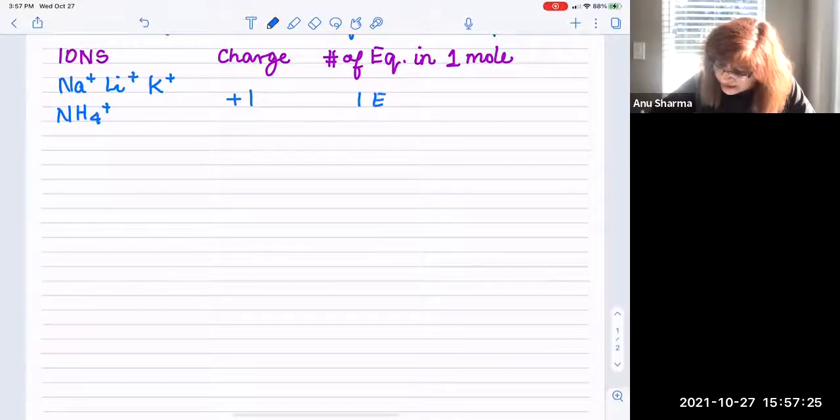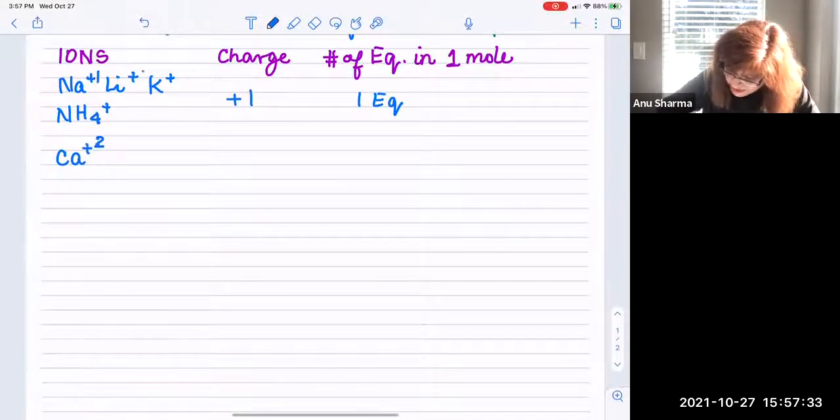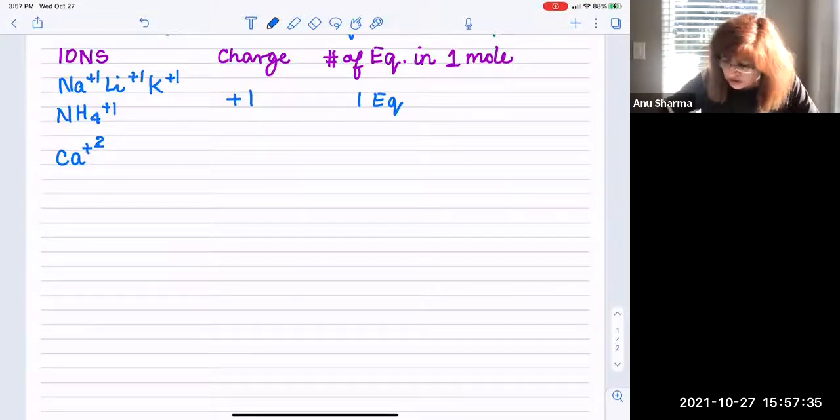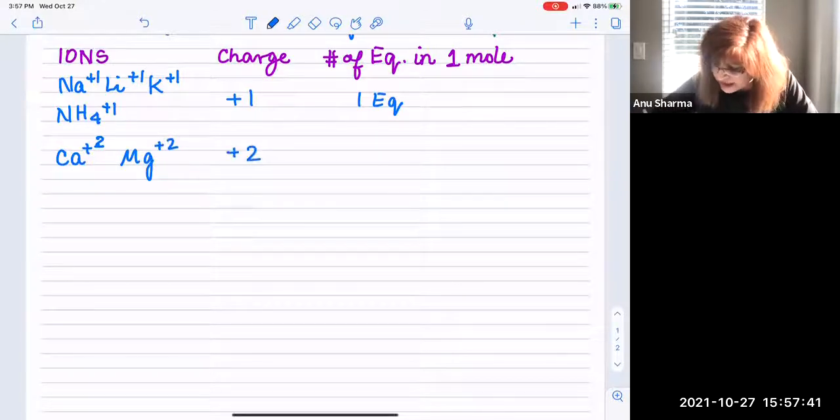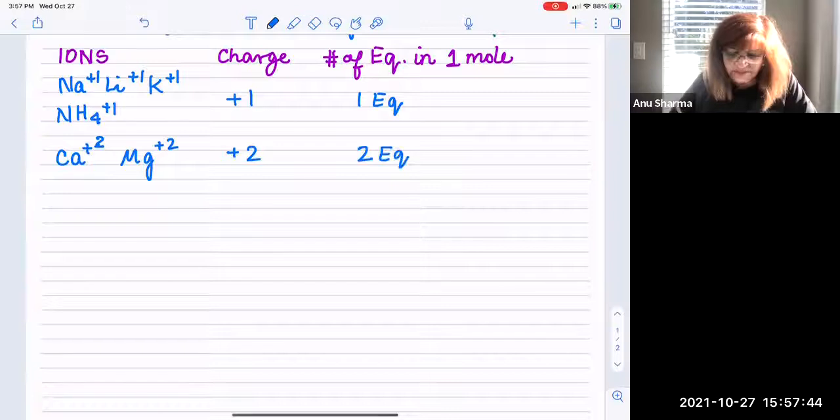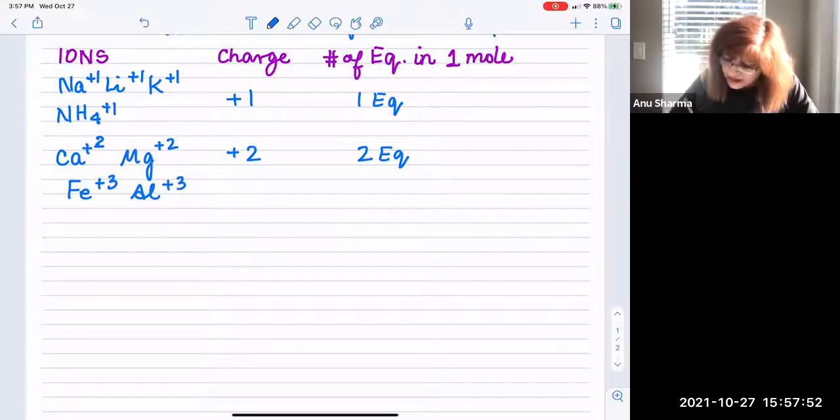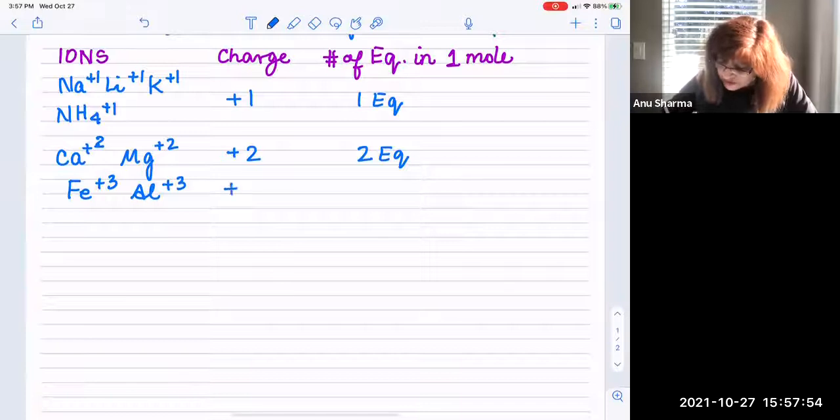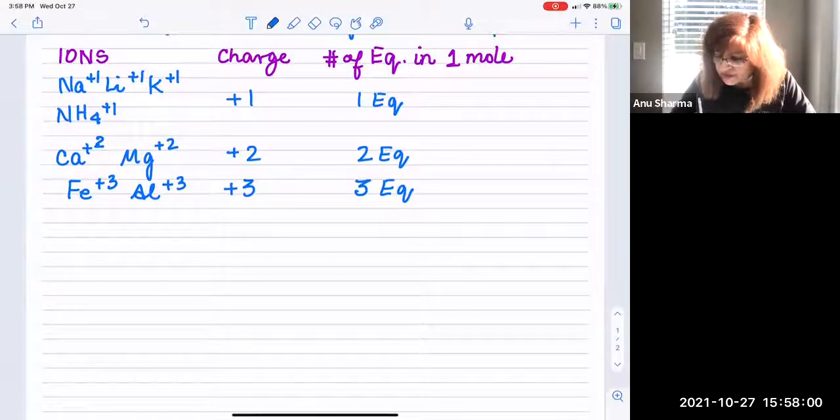Equivalent is 1 equivalent. If you have 2 charges, such as in calcium ions, +2 charge, magnesium has +2 charge, then the charge is +2 and the equivalent is 2 equivalents. If you have iron with +3 charge, or aluminum with +3 charge, then the charge is +3 and the number of equivalents is 3 equivalents in 1 mole.